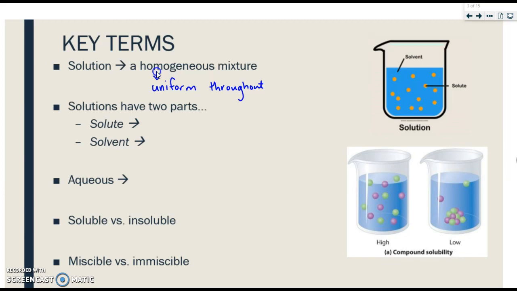Solutions are known to have two separate parts. We have something called the solute and we have a solvent. The solute is always present in the lesser amount and it gets dissolved. And the solvent is present in the greater amount and it does the dissolving.